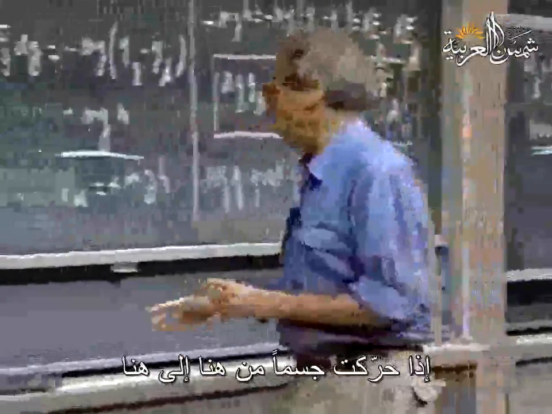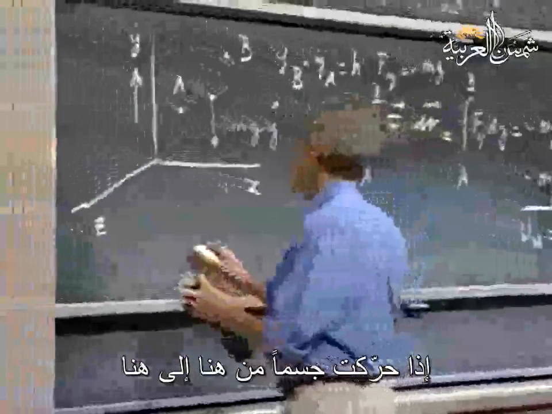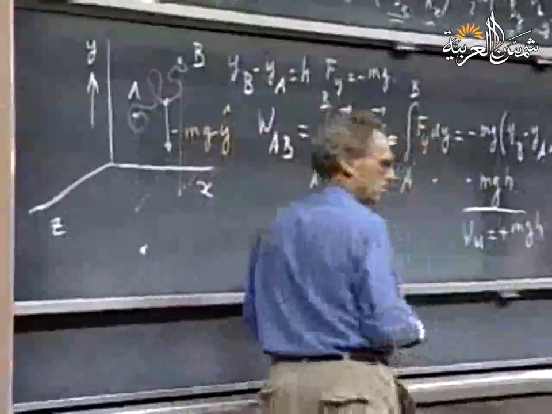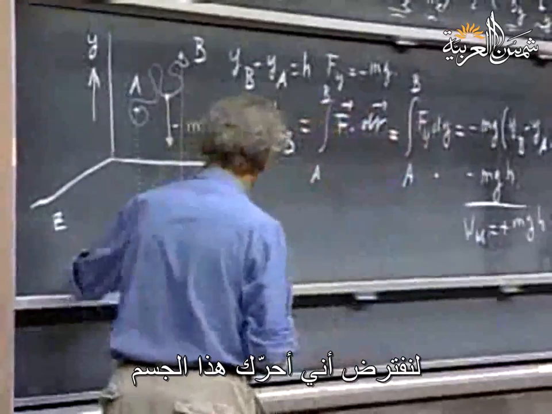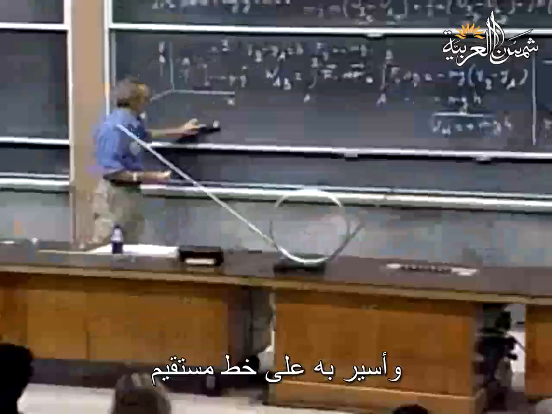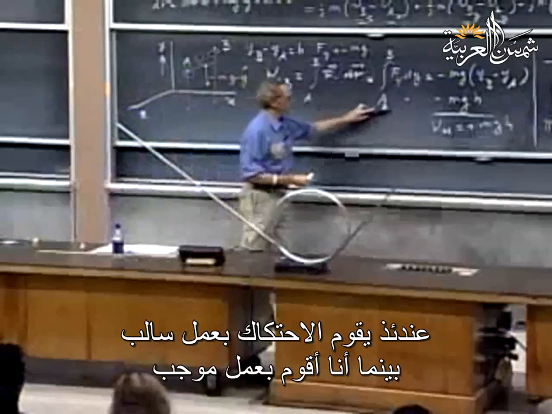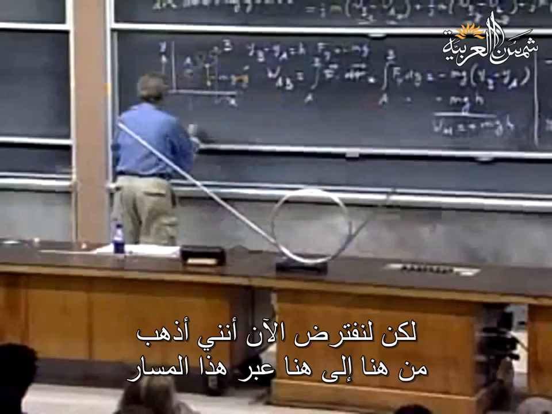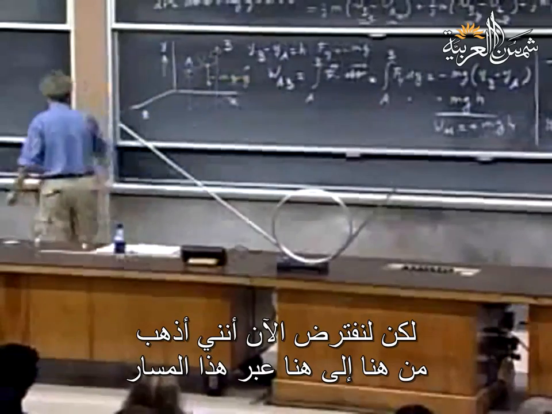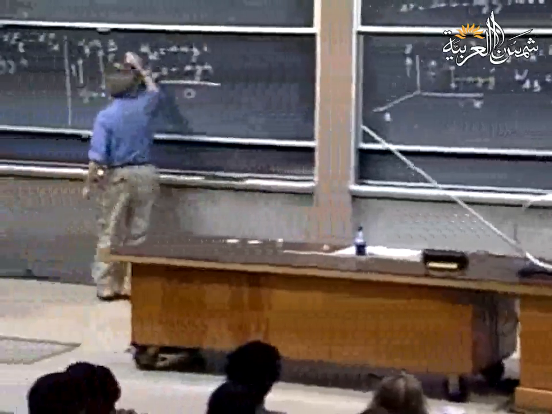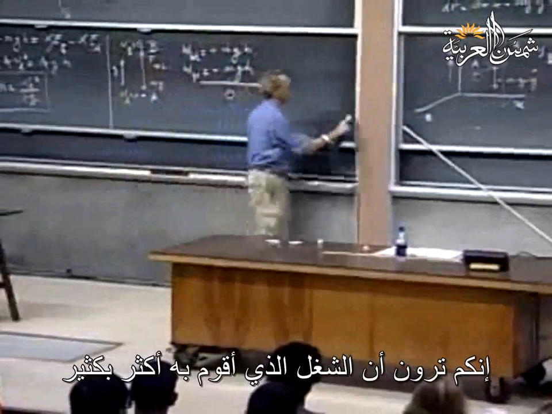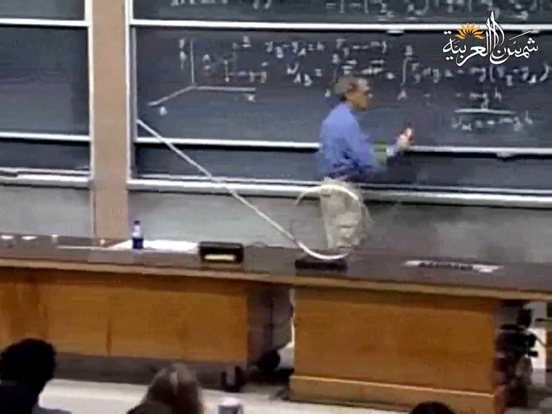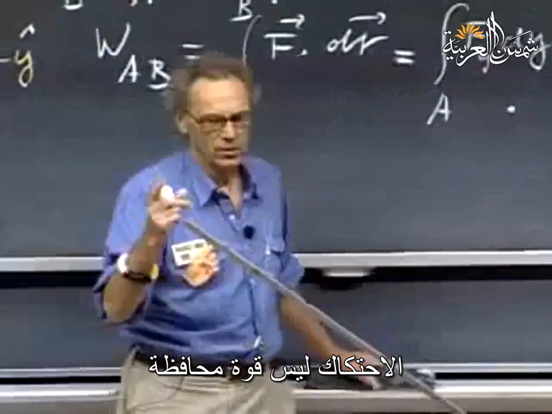If I move an object from here to here, let's suppose I go along a straight line, then the friction is doing negative work, I am doing positive work. But now suppose I go from here along this routing. You can see that the work I have to do is much more. Friction is not a conservative force.